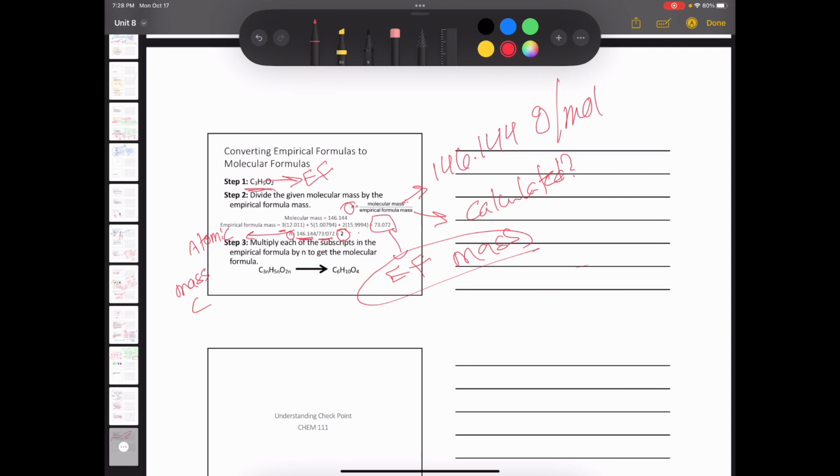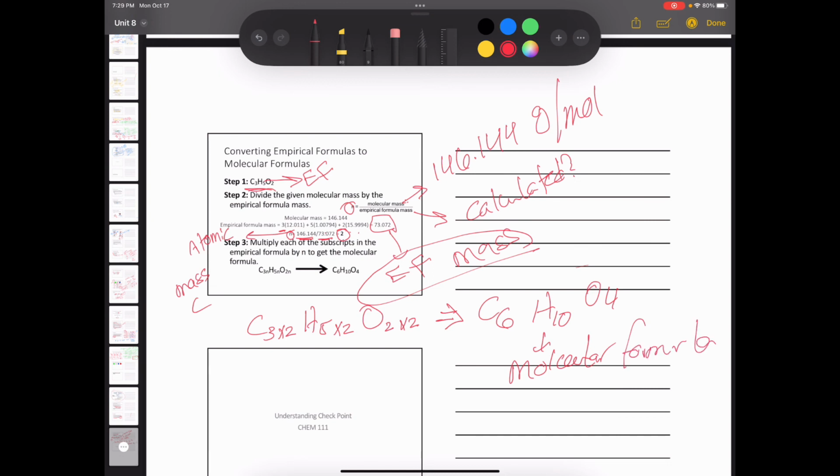Okay? So C3 times 2, H5 times 2, and O2 times 2, which would give us C6H10O4. And that is the molecular formula.